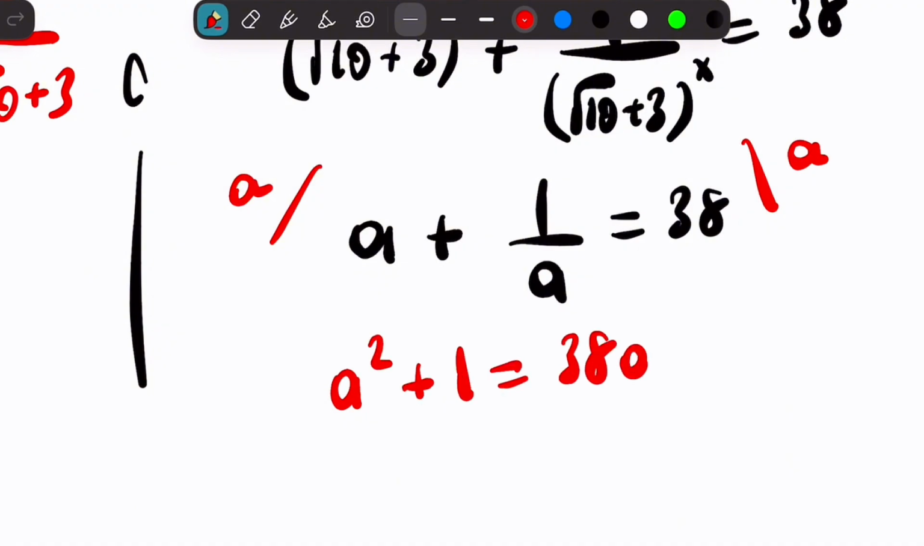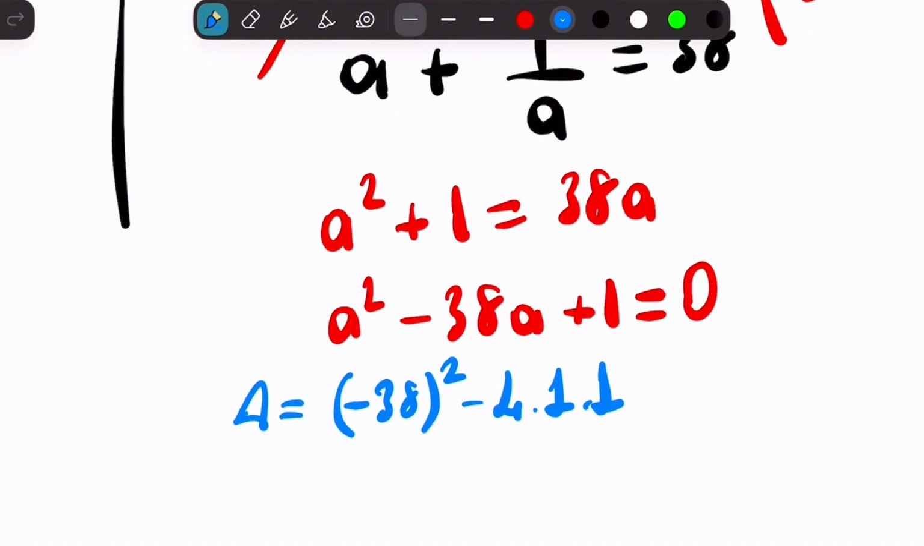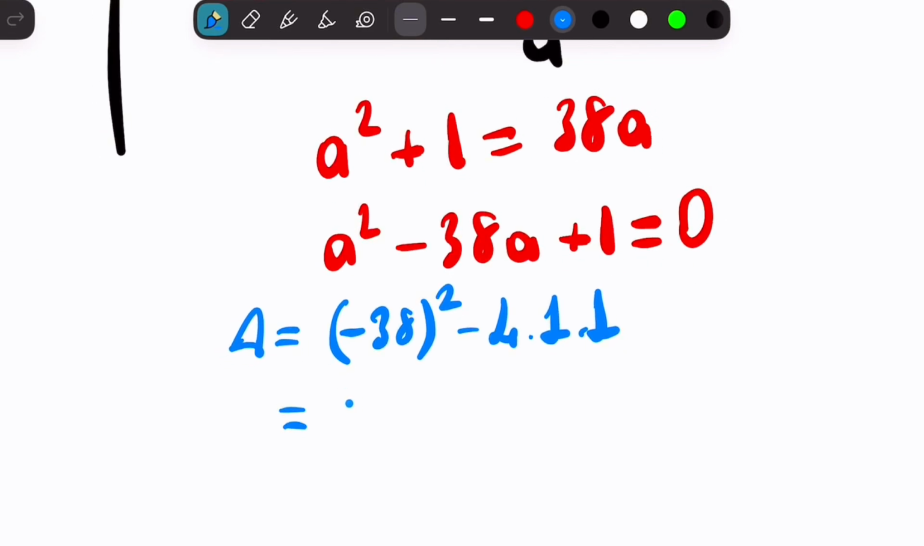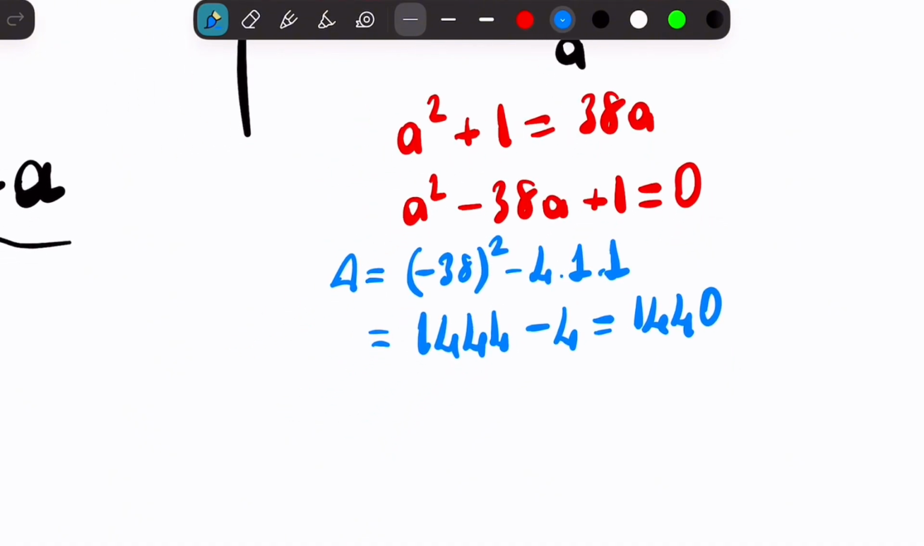If we move things over, a squared minus 38a plus 1 equals 0. Now when I look here, I can't find the roots immediately. Let's go to delta. What was the expression we called delta? Minus 38 squared minus 4 times 1 times 1. Of course, we need to know the square of 38. What will come? 1444 will come from here too. Minus 4 from here, delta. We can say that the number is 1440. If we go to our roots now, a1, a2, in this case, 38 plus minus the square root of 1440 divided by 2.